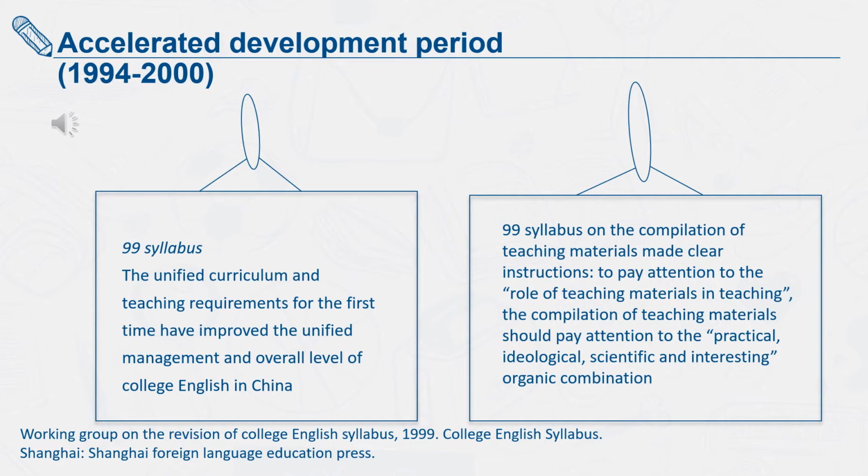In 1999, the unified curriculum and teaching requirements for the first time improved the unified management and overall level of college English in China. The 1999 syllabus on the compilation of teaching materials made clear instructions to pay attention to the role of teaching materials in teaching. The compilation of teaching materials should pay attention to the organic combination of the practical, ideological, scientific, and interesting.